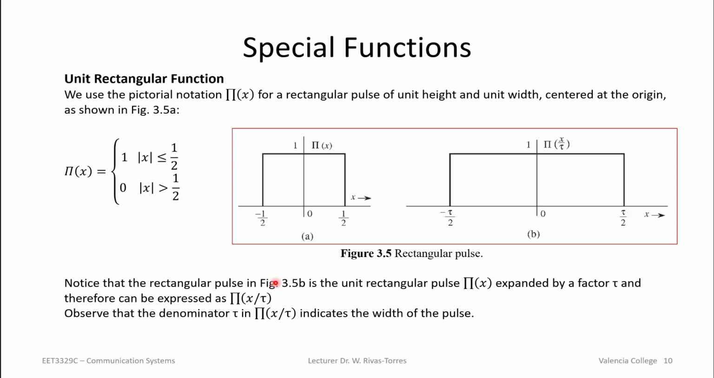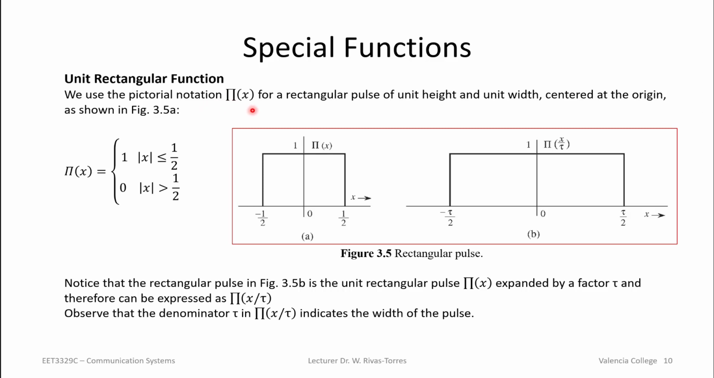Okay, so let's talk about a few special functions. We talked about special functions in lecture number 2. We have a couple more. So here's a special function. It's called a unit rectangular function. The notation is this, and if you haven't seen this Greek letter before, that's capital Pi.